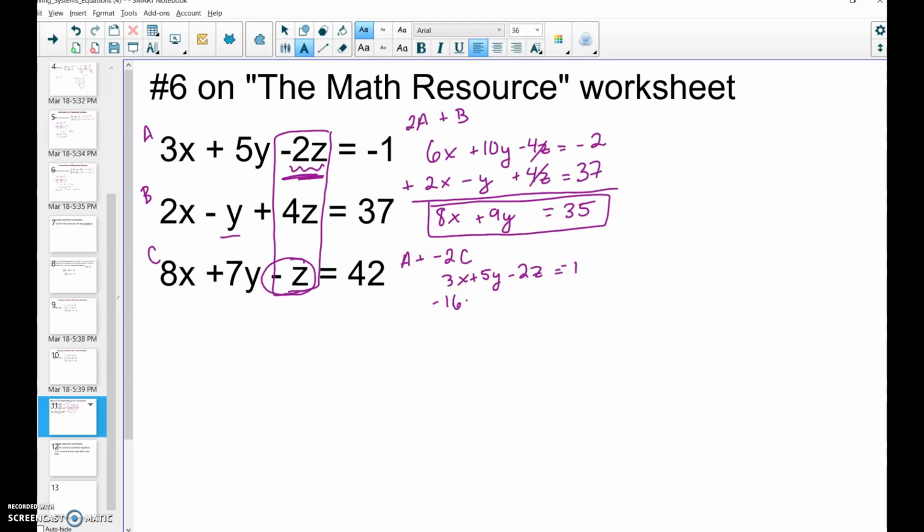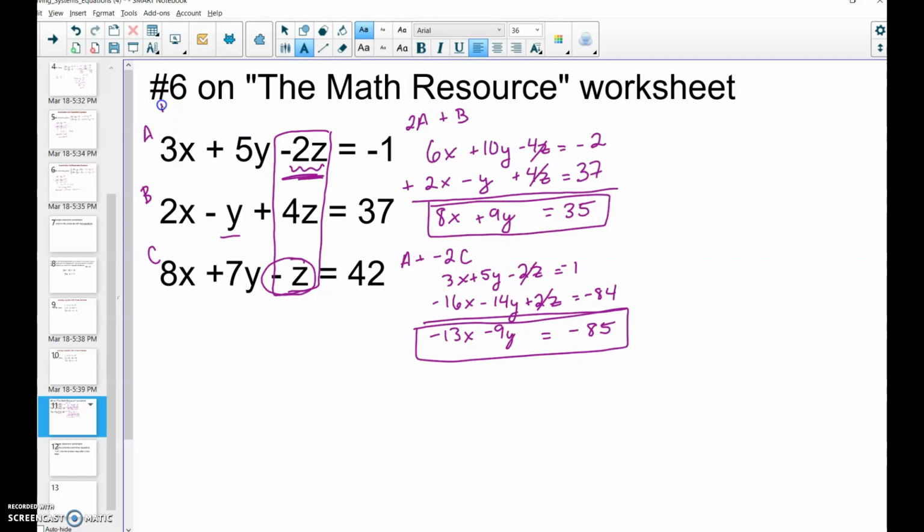So -16x, -14y, +2z, and then a -84. So add those together. But -13x, a -9y, your z's cancel out, and then you're left with a -85. All right, so we have a little bit larger numbers here than some of the ones that we've worked with before, but that's all right.